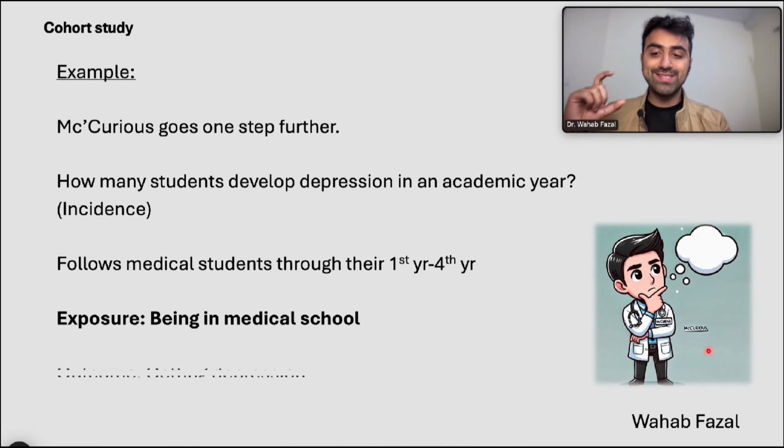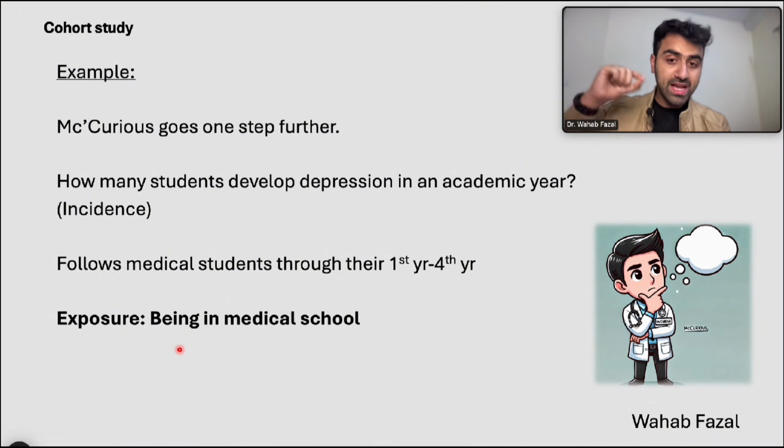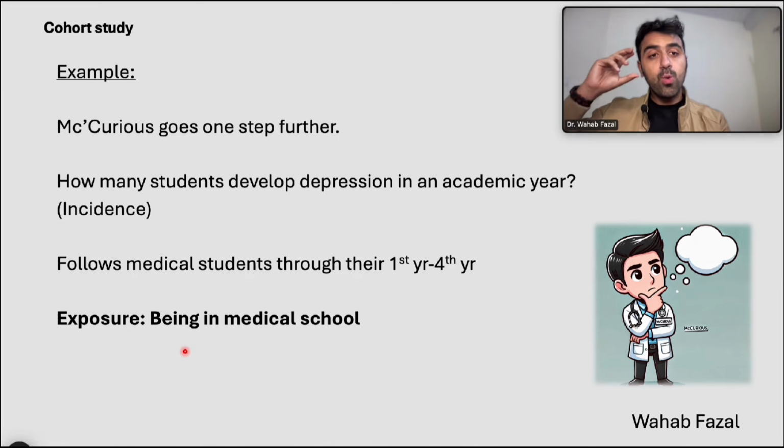So in a cohort study, the groups are made on the basis of the exposure, meaning one group will be in medical school and the other group will have to be maybe in business school or engineering school. These are people who don't have this exposure, right? I removed the outcome part here because the outcome is irrelevant while Mercurius is making the groups, and this is exactly what he's thinking about.